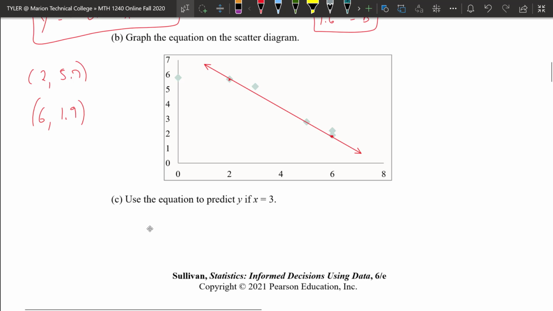Below it, it says to use the equation to predict y if x equals 3. In my equation, I'm just going to plug in 3 for x. So we would have y equals negative 0.95 times 3 plus 7.6, which equals 4.75, if you plug that in your calculator.